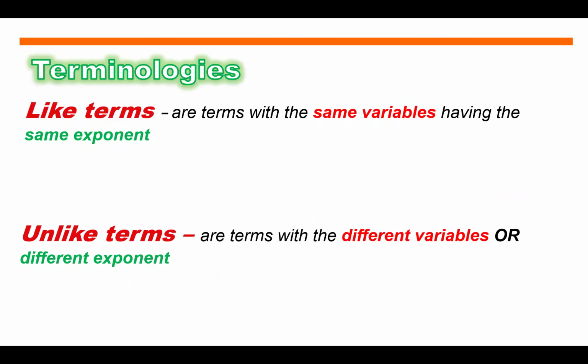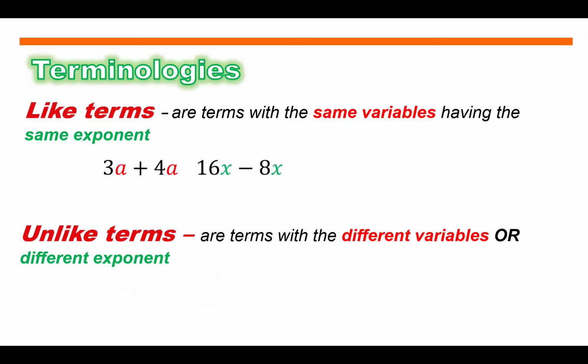So let's study the different terminologies in algebraic expression. We have what we call the like terms. These are the terms with the same variables having the same exponent. So say, for example, 3a plus 4a. So we have the same variable, and these variables have the same exponent, which is 1.